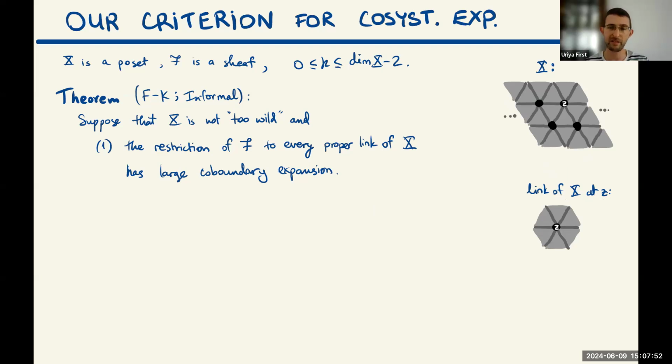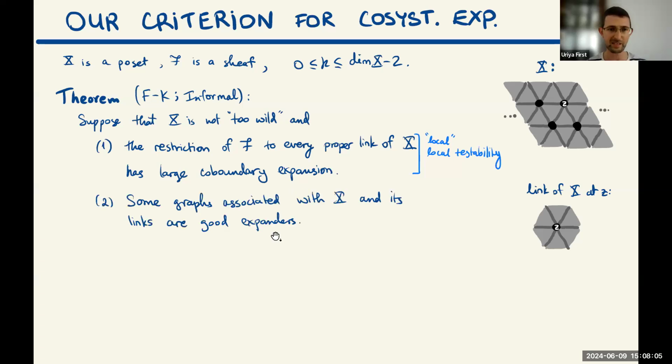And basically, if on tiny pieces like that, f has large coboundary expansion, then condition 1 is satisfied. So this could be summarized as local testability. So just on tiny pieces, we have local testability. And the second condition is that some graphs associated with x and its links are good expanders. Basically, x is a high-dimensional expander.